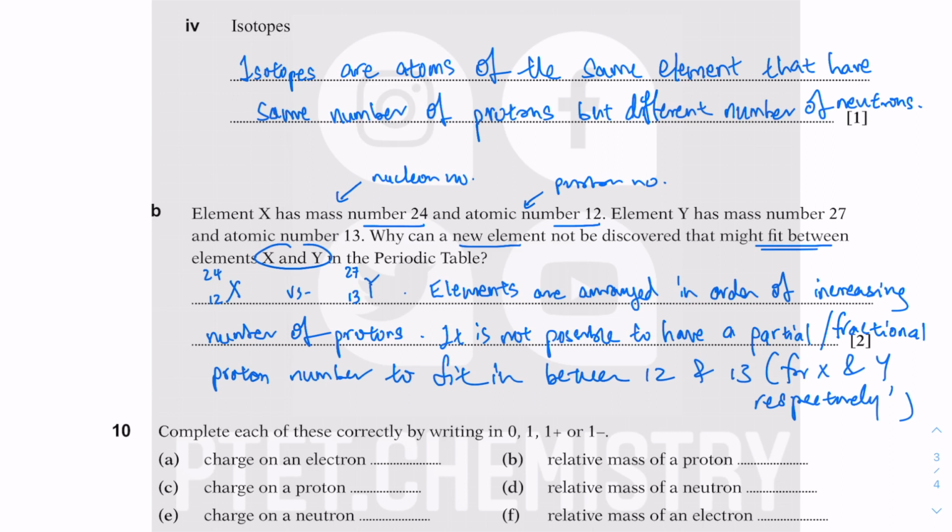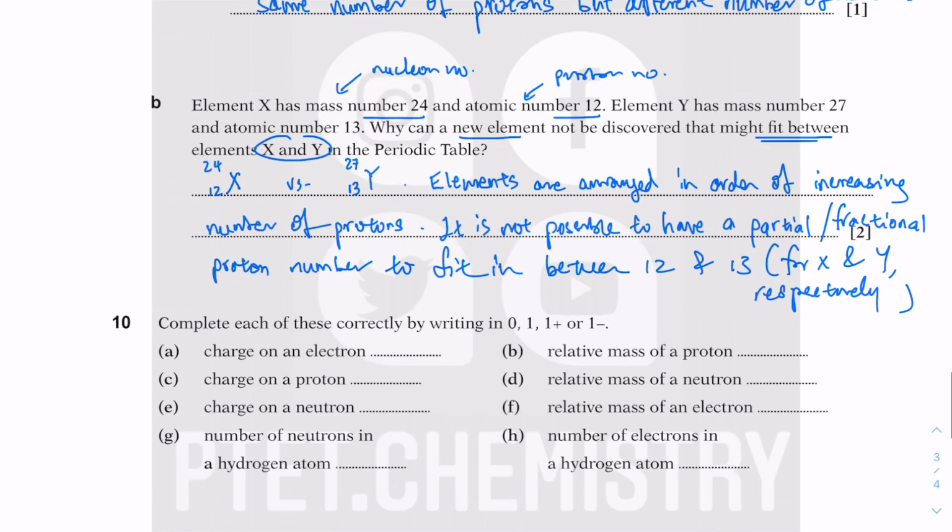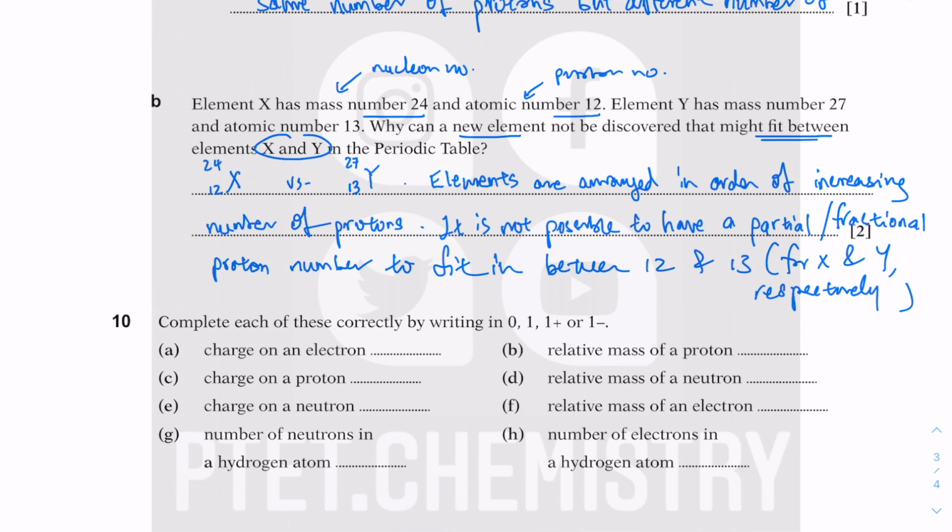So what am I saying? I'm saying that 12 is the proton number of X, 13 is the proton number of Y. Between 12 and 13, you cannot have another whole number in between, yeah? So that's why you don't have another element that is possible to be discovered to fit in between X and Y, which is element 12 and element 13 in the periodic table.